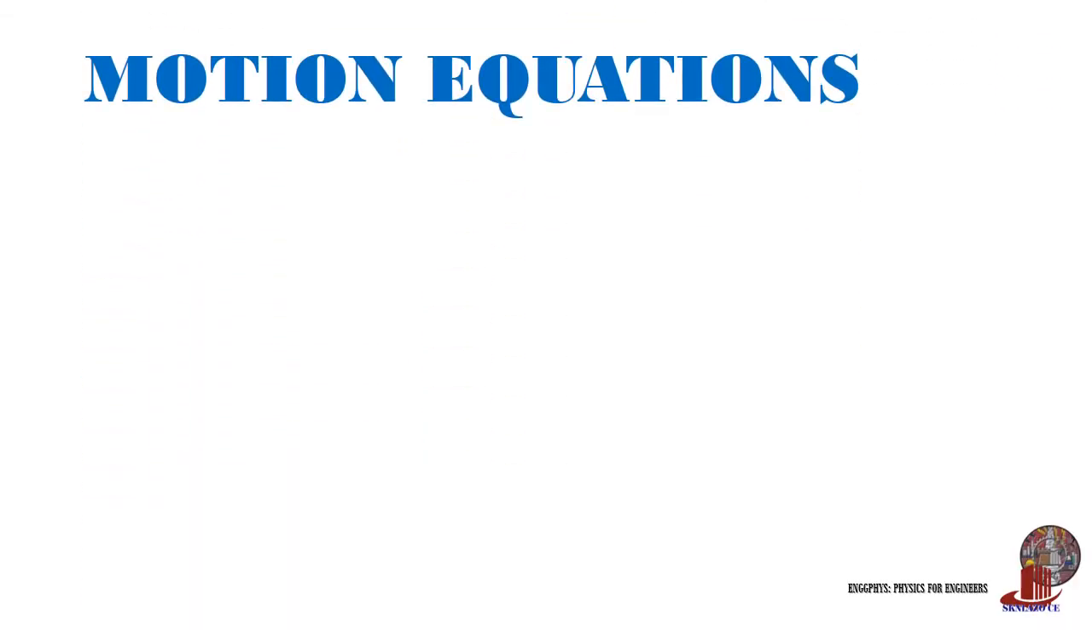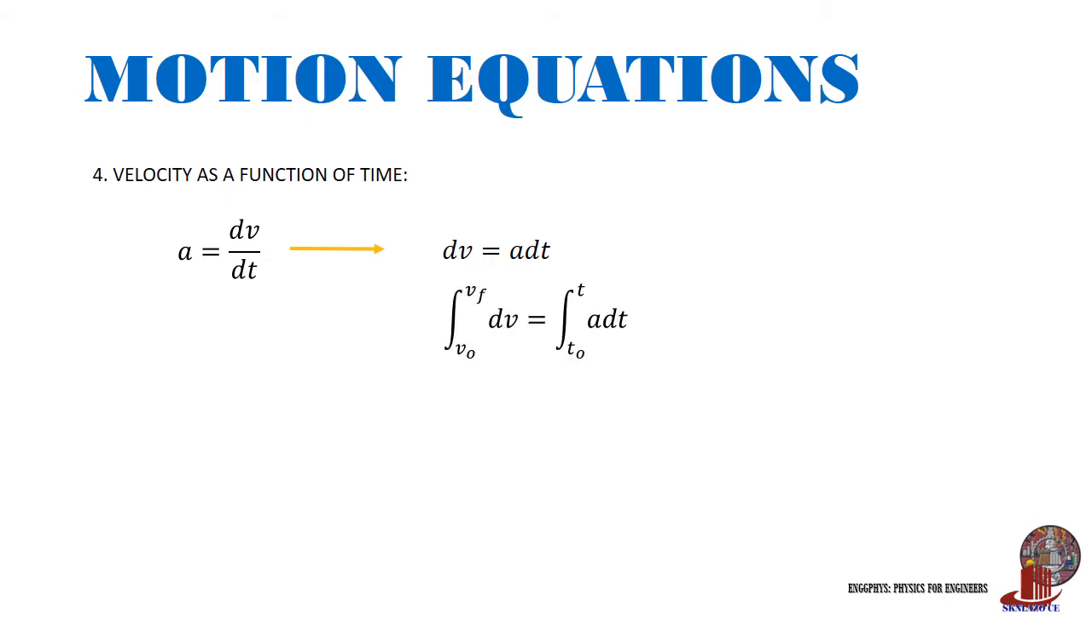The fourth motion equation is velocity as a function of time. We can derive this formula from the basic equation of acceleration, which is a is equal to dv all over dt. By cross-multiplying, the formula becomes dv is equal to a times dt. Then we integrate both sides, where the upper and lower limits for velocity would be final velocity vf and initial velocity v0, and final time t and initial time t0 for the other term. Take note that a in this equation is considered a constant.